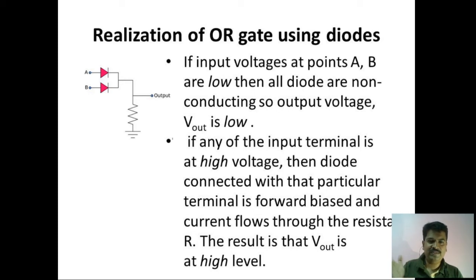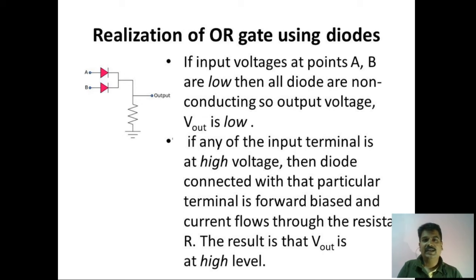But one thing which is different from the AND gate realization is we are not giving any supply voltage here. No external supply voltage. No positive 5 volt through a resistor R. Okay. So we have no supply voltages. We only have two inputs A and B. Two inputs A and B are connected to the two diodes. And here is an output. Of course, we have a resistor and the ground here.